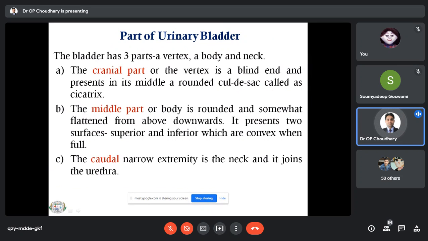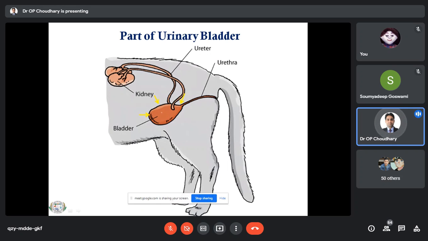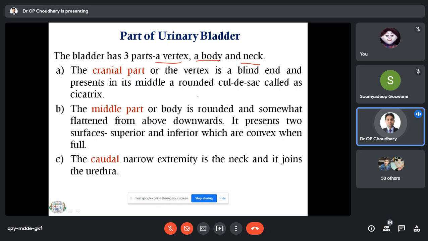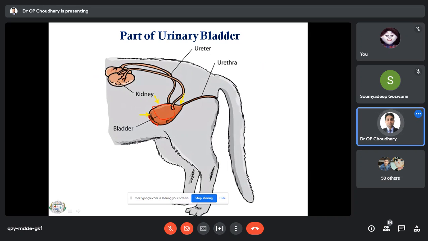Then what are the different parts of the urinary bladder? Actually, the urinary bladder consists of 3 parts. It consists of a vertex, a body, and a neck. Okay. So this whole is the body of the bladder. You can see, and there is a vertex. So this part is called the vertex, and here you will find the neck of the urinary bladder. So neck of the urinary bladder, body of the urinary bladder, and the vertex of the urinary bladder.